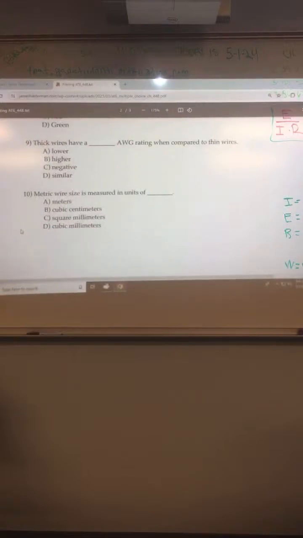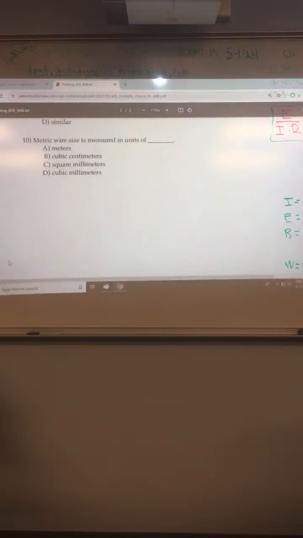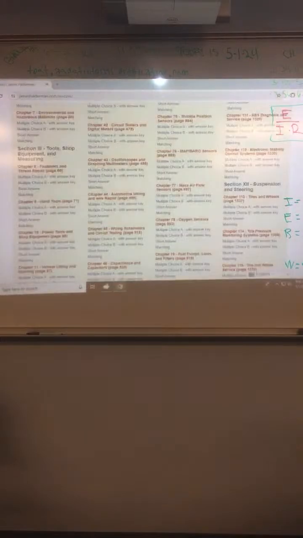Okay. Thick wires have lower resistance. Yes, they do. Metric wire size is measured in units of square millimeters. I remember now. Okay.